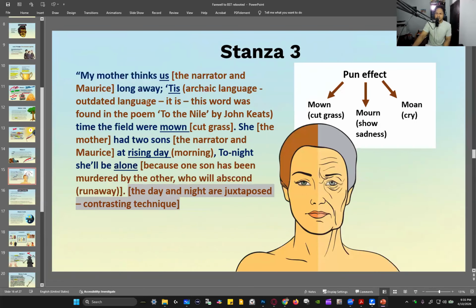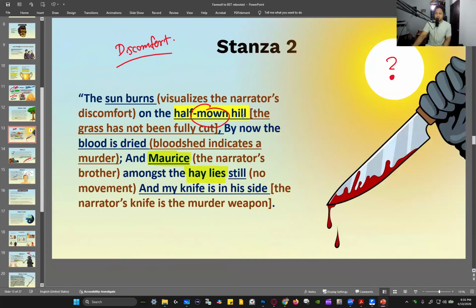The sun burns on the half-mown hill. By now the blood is dried, and Maurice amongst the hay lies still, and my knife is in his side. It is implied, my genius students, that the narrator has murdered his brother. What is the word for murdering your brother? It's called fratricide.